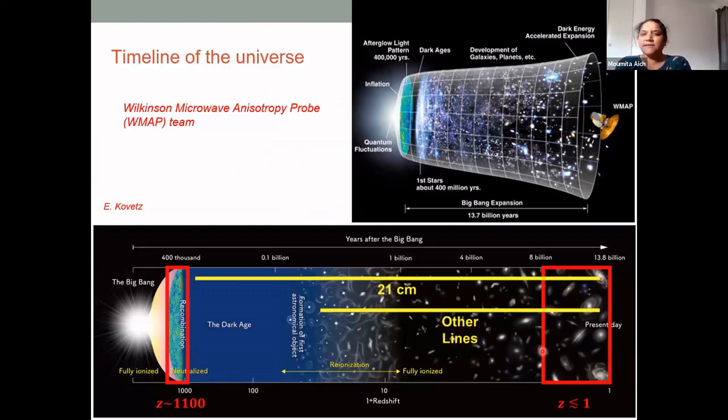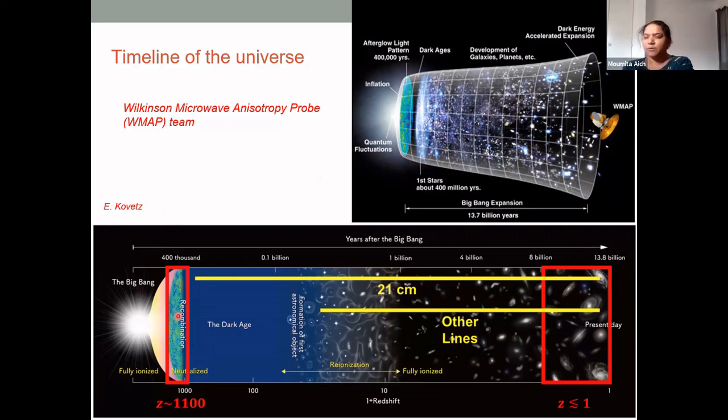So this is the customary picture in any cosmology talk. You can see the timeline of the universe. This was created by the WMAP team. So we are going to look at the timeline of the universe. We are going to concentrate mostly in this red box here, which is basically the last scattering surface.